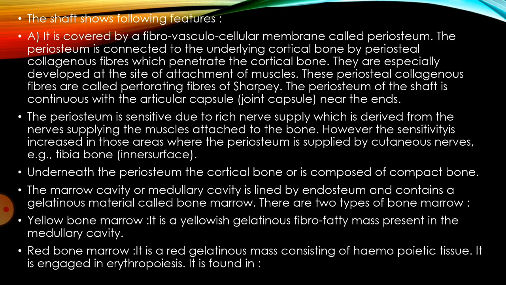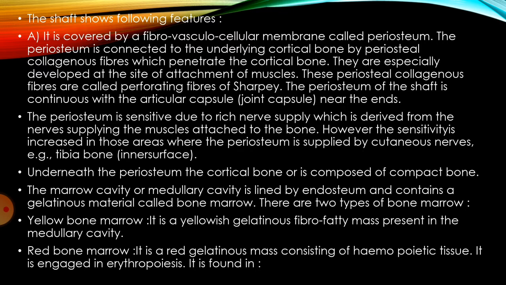The shaft shows following features. It is covered by a fibrovascular cellular membrane called the periosteum, that was the outer covering. The periosteum is connected to the underlying cortical bone by the periosteal collagenous fibers which penetrate the cortical bone. They are especially developed at the site of attachment of muscles. These periosteal collagenous fibers are called perforating fibers of Sharpey. The periosteum of the shaft is continuous with the articular capsule or the joint capsule near the end.